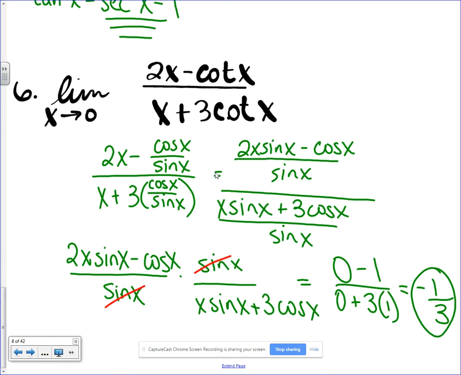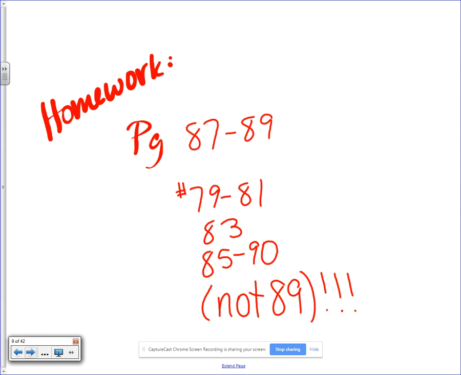This is where we start getting into the good stuff, guys. This is calculus at its finest here. These are not the kind of limits you guys did in pre-calc. Okay. That's all I got. That's your homework. Do not do number 89 in that group, please.